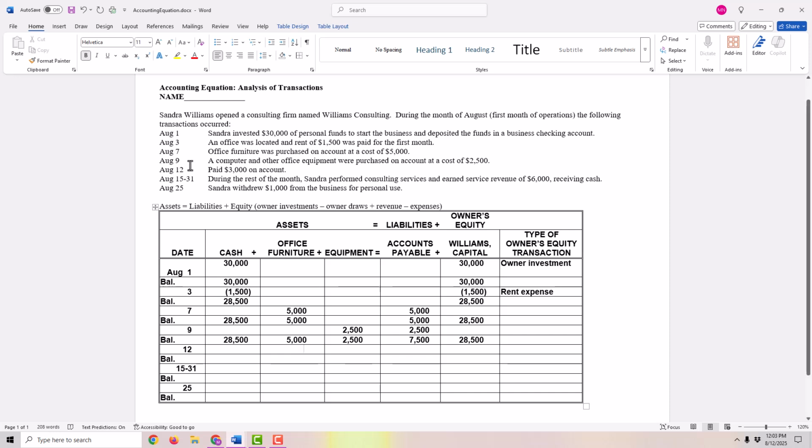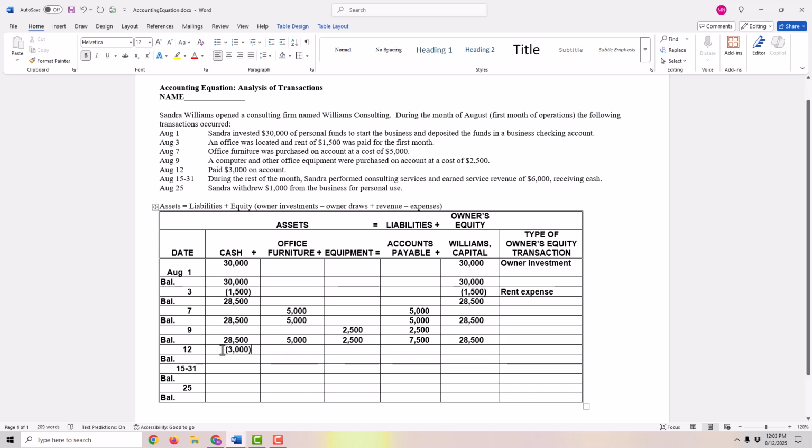Okay, then in the next transaction, they paid 3,000 on account. So they're making a payment towards this accounts payable. You know they're dealing with accounts payable because if it had been accounts receivable, they would be receiving money, or they would be dealing with customer sales or something along those lines. But all this says is they paid, which means it's coming from cash.